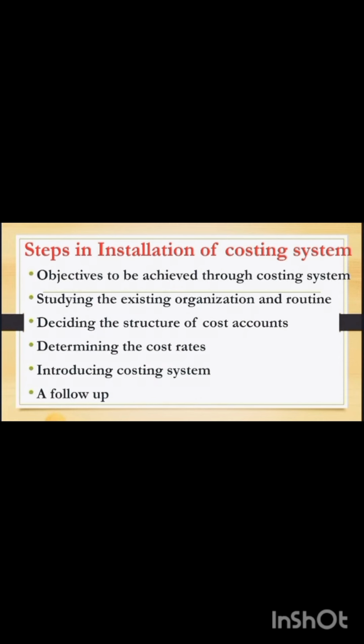Next, we are going to see what are the steps that have to be carried out for the installation of cost accounting. Here, there are 6 steps in installation of a perfect costing system, and they are objectives to be achieved through costing system, studying the existing organization and routine, deciding the structure of cost accounts, determining the cost rate, and introducing the cost systems and follow-up.